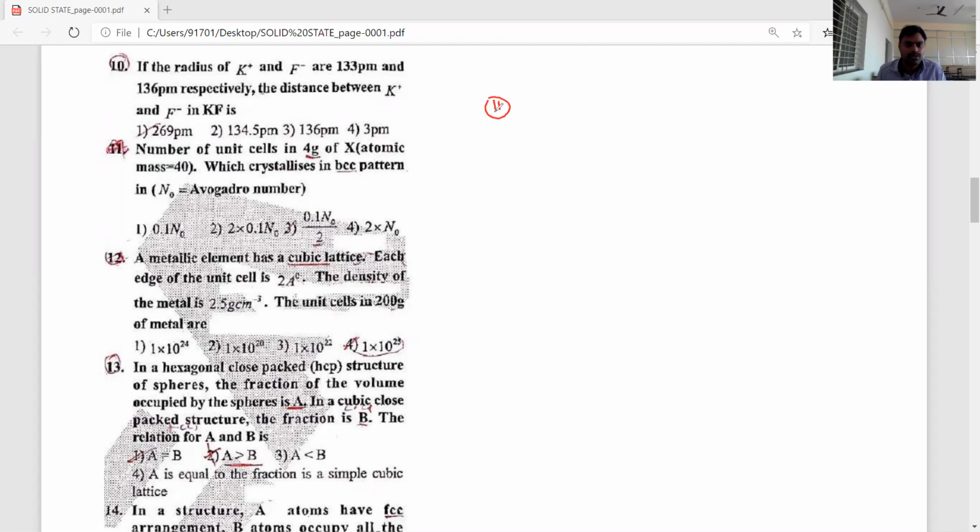The 11th question: 4 grams of X is present. It crystallizes in BCC. So how many unit cells? The number of unit cells is equal to the number of atoms by Z. For BCC, the Z value is 2, we know that. But how many atoms are present in 4 grams? To calculate the number of atoms, we use number of moles: 4 by 40, that is weight by gram atomic weight, into Avogadro number.